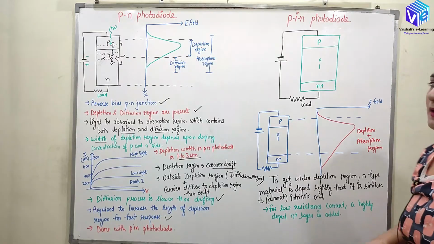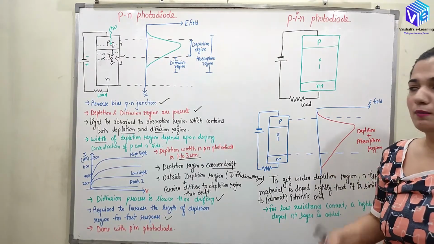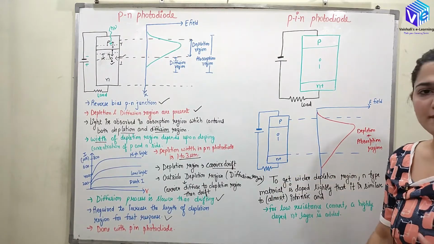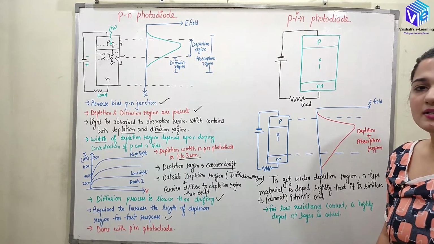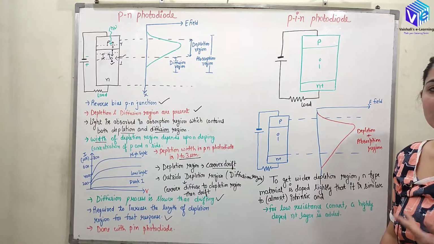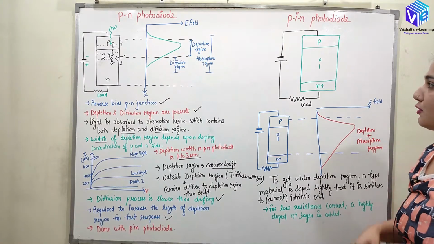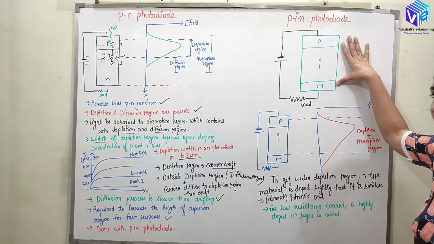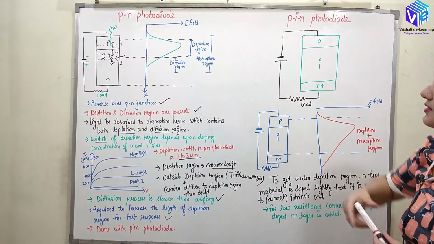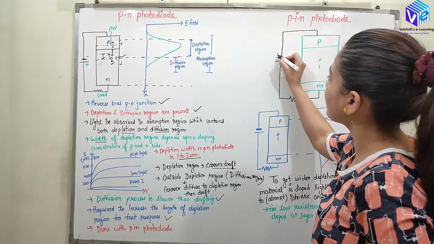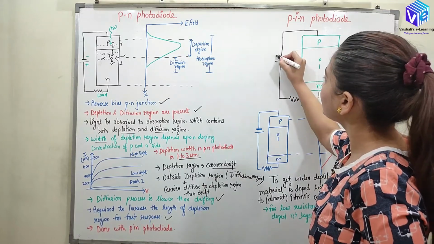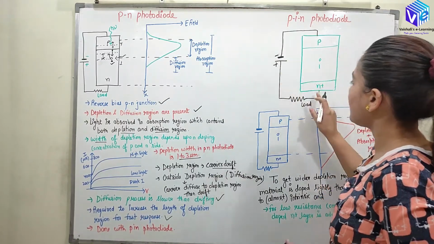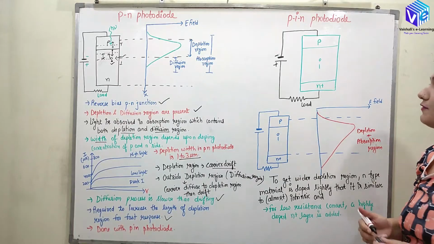Right. So now coming to the PIN photodiode. What were the problems with the PN photodiode? The depletion region width. So how are we increasing the depletion region with the PIN photodiode? Here you can see this is the PIN photodiode. Here we have the load. This is the reverse bias voltage that we have applied. Now you can see the P is connected to the negative terminal and the N plus region is connected to the positive terminal.